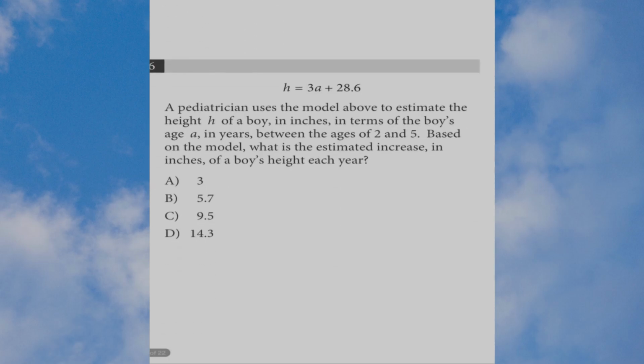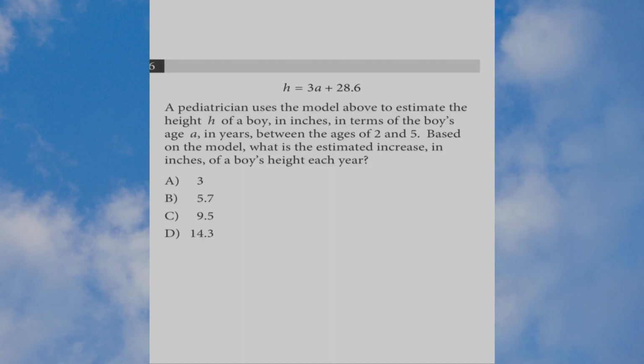A pediatrician uses the model above to estimate the height h of a boy in inches in terms of the boy's age a in years between the ages 2 and 5. Based on the model, what is the estimated increase in inches of a boy's height each year? This is equivalent to asking what is the slope of the line.